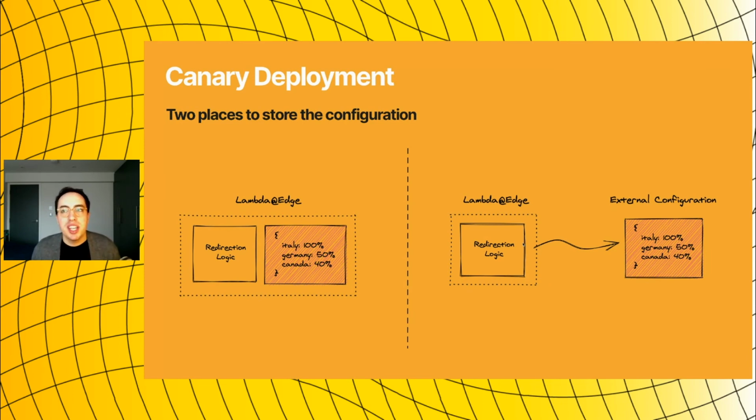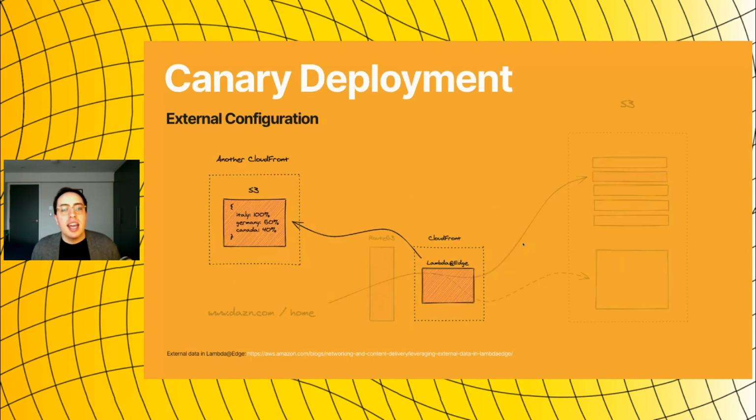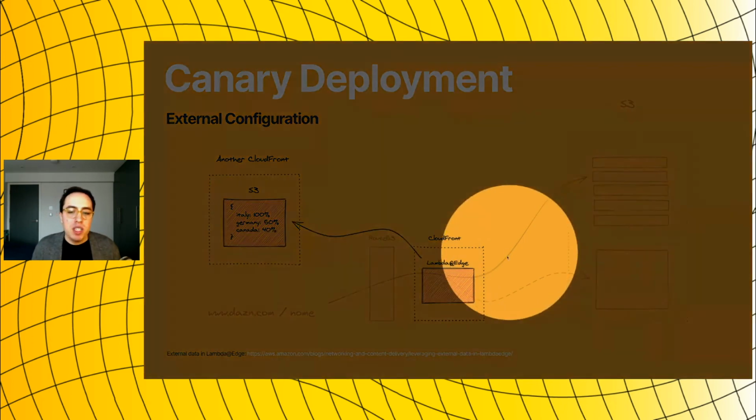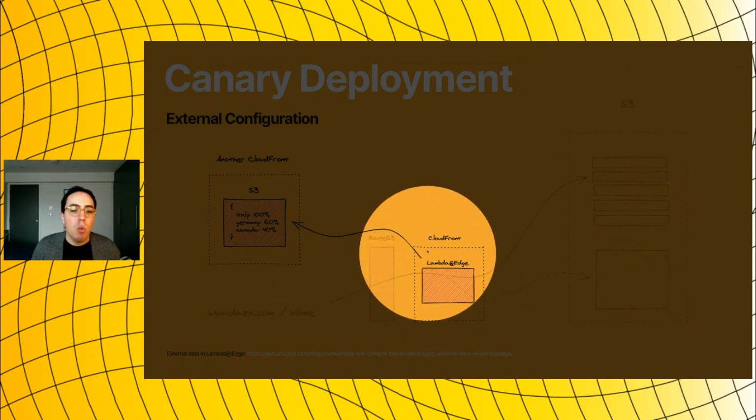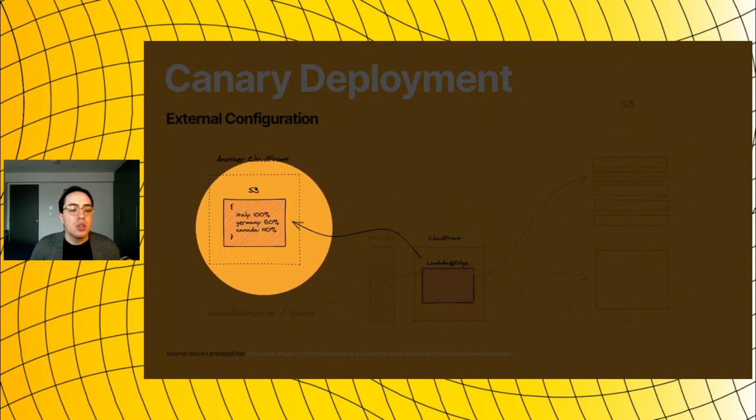Where is the Lambda fetching the configuration from? And how can we keep the 2 milliseconds? Because that 2 milliseconds average that we saw before was comprehensive on all of this. So this is our architecture again, and we see now that from this CloudFront and this Lambda at the edge, we are performing a request to static files to keep things easy, where we store information about the canary deployment, like Italy 100%, Germany, Canada, and so on and so forth.